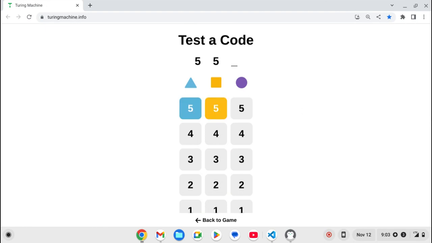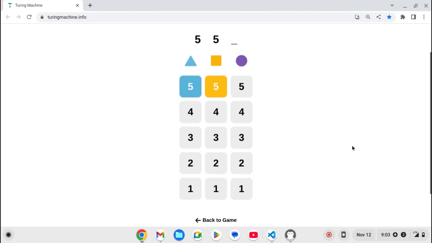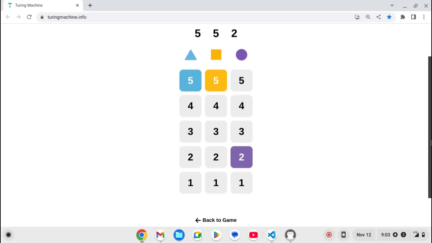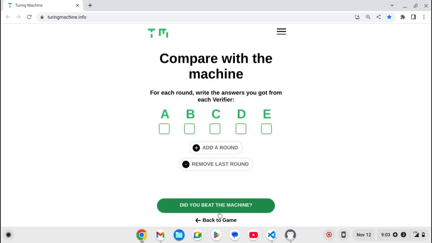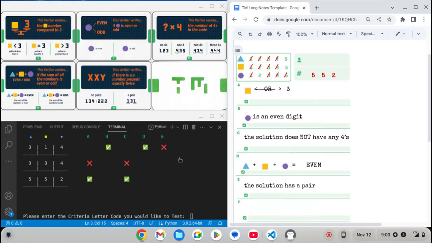552. Okay, fantastic. Well, how did we do versus a Turing machine? Well, it is a 5 criteria card puzzle, but it took us 7 tests. So we did BDE in the first round, and we did the remaining 2 twice.